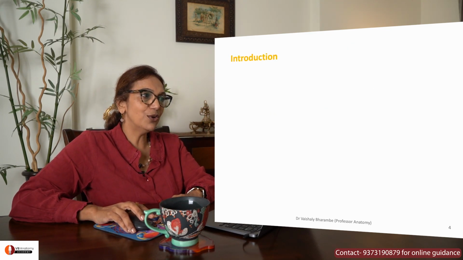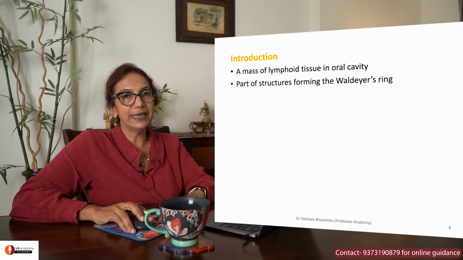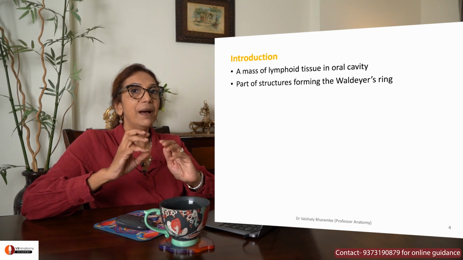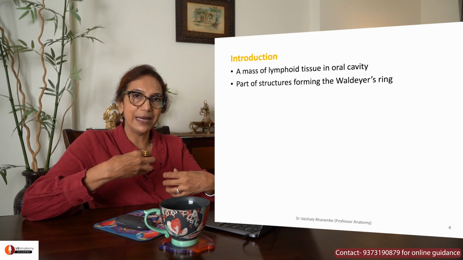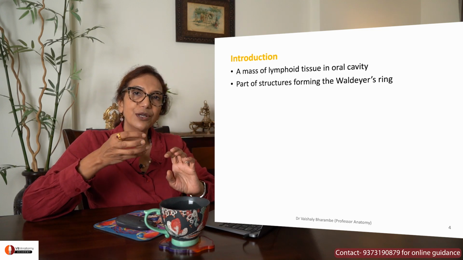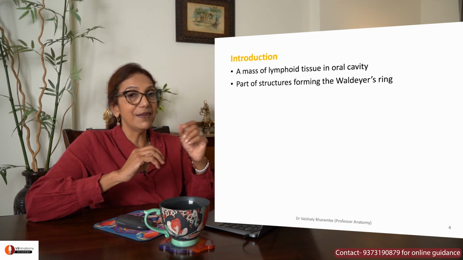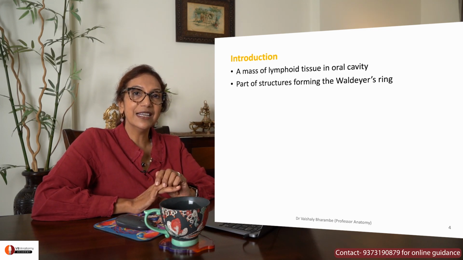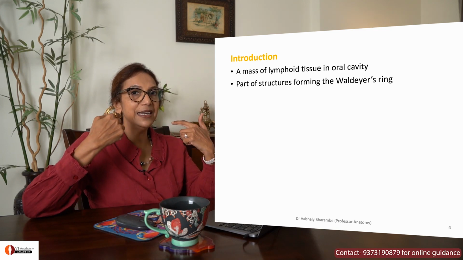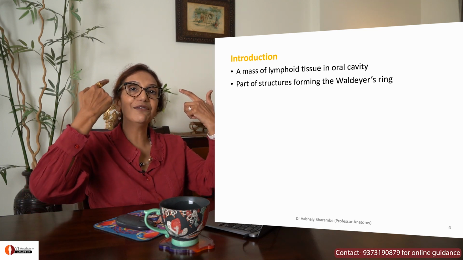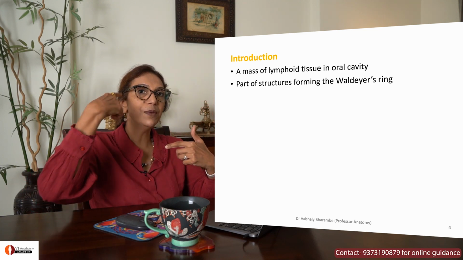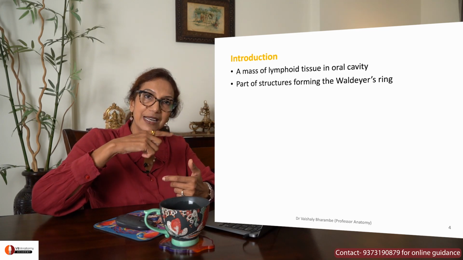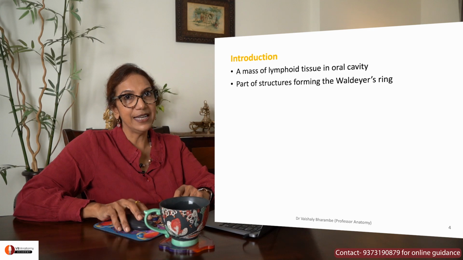Let's begin by introducing to ourselves what is the palatine tonsil. Tonsil is a collection of lymphoid tissue. Palatine, that means it's somewhere close to the palate. So it's a mass of lymphoid tissue in the oral cavity. It's part of the Waldeyer's ring. What does that mean? What are the structures that form the Waldeyer's ring? The lingual tonsil, the palatine tonsils, the tubal tonsils, and the pharyngeal tonsils together form a ring around your nasal and oral opening in the pharynx. This ring found in the pharynx is called the Waldeyer's ring.